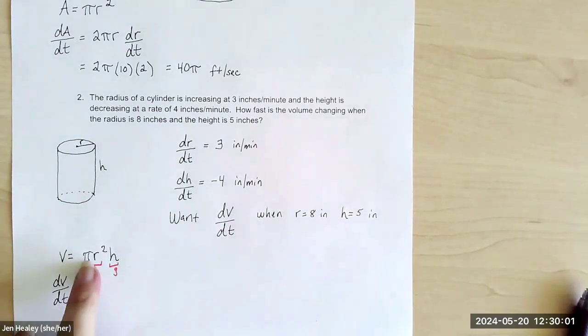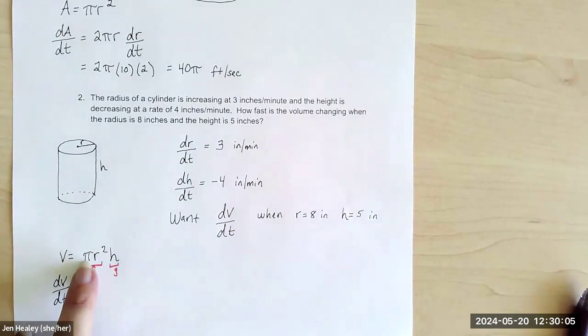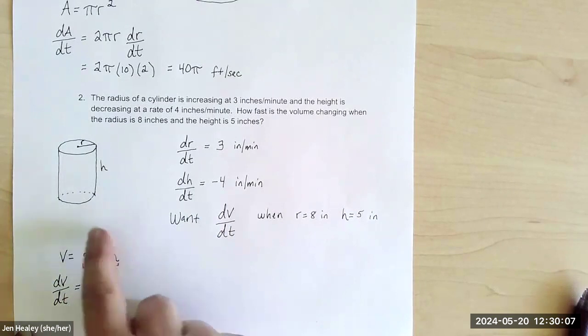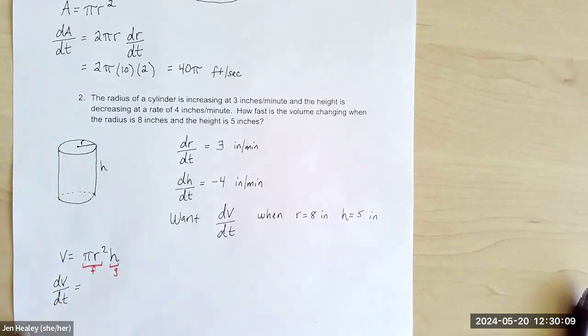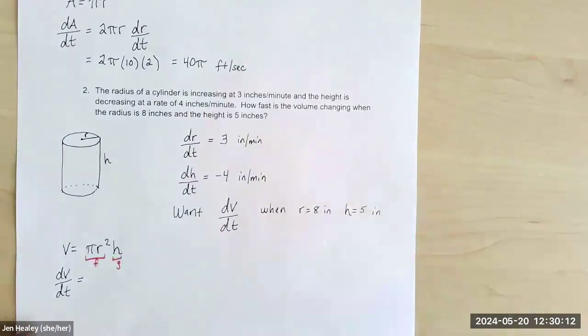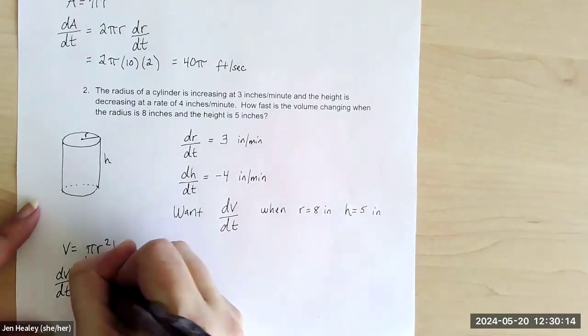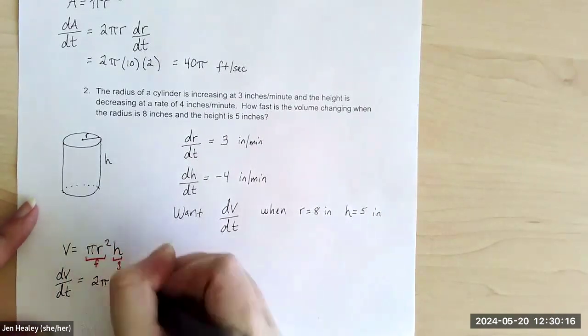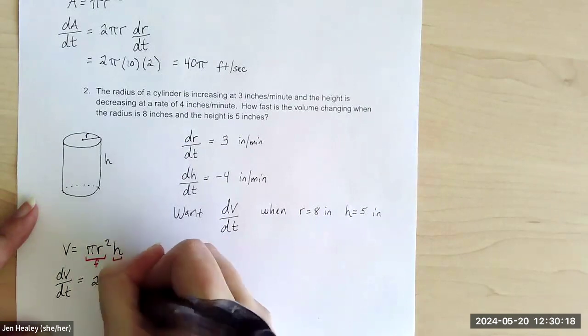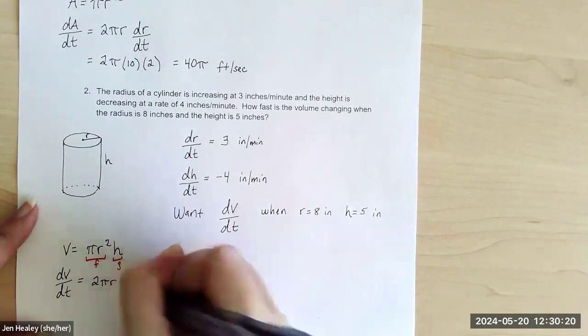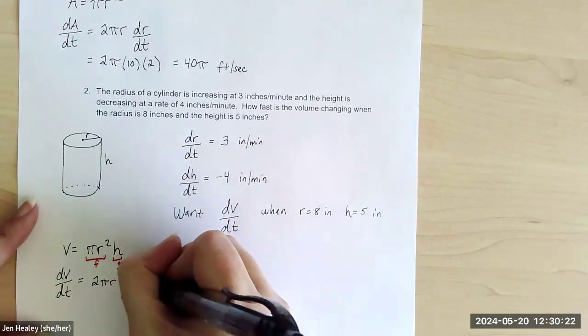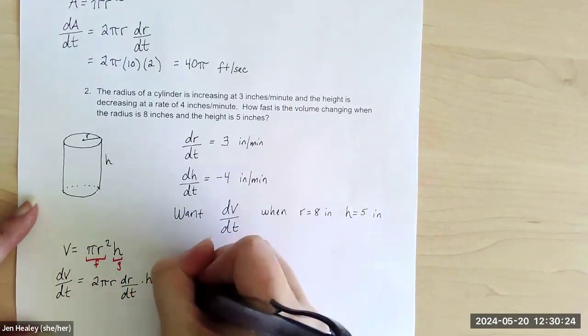Why is this pi part of this? Because pi is actually a constant, it's not a variable. So when I go to take the derivative of this thing, it'll be 2 pi r and then dr/dt, times h. Times just the g, so we just pop an h on there. And then we put a plus sign.